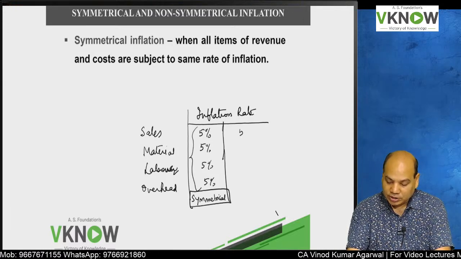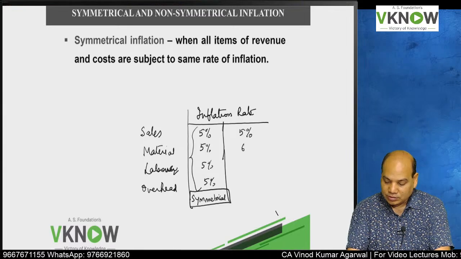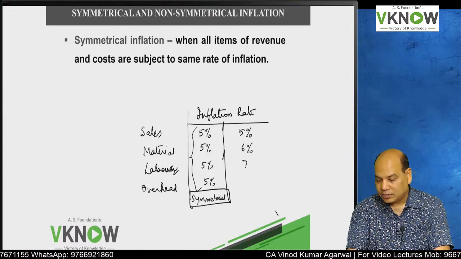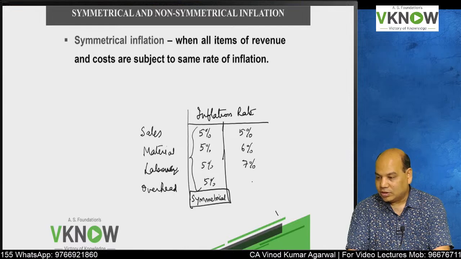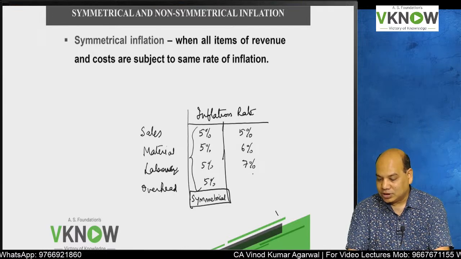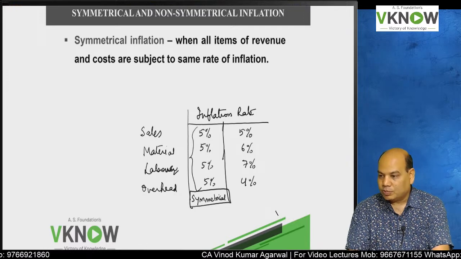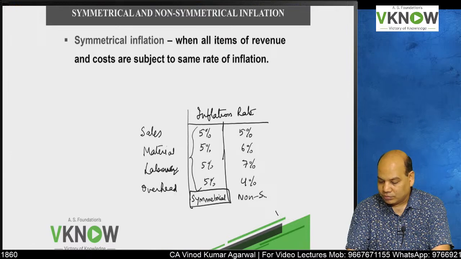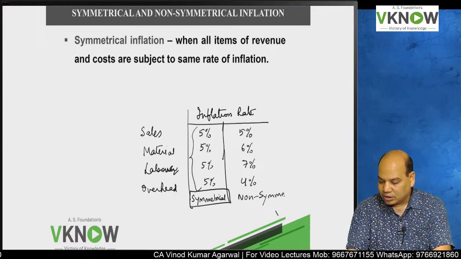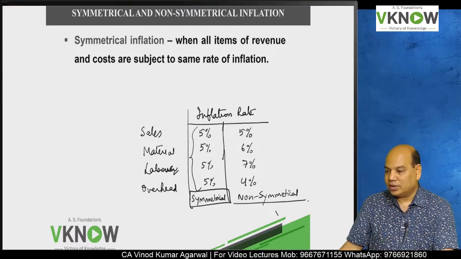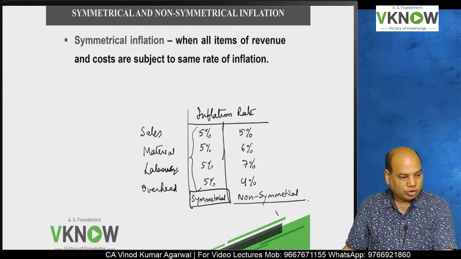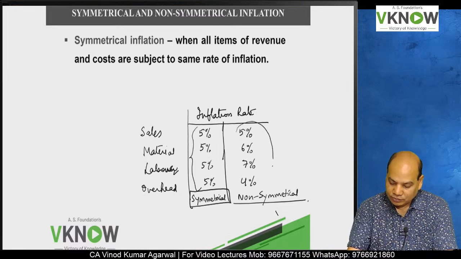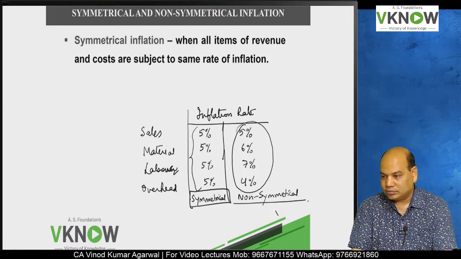Sometimes the problem can test you. Sales subject to 5% inflation, material 6%, labor 7%, overhead 4%. This type of problem is called a non-symmetrical inflation problem. So you have to be very careful in the second type of problem.